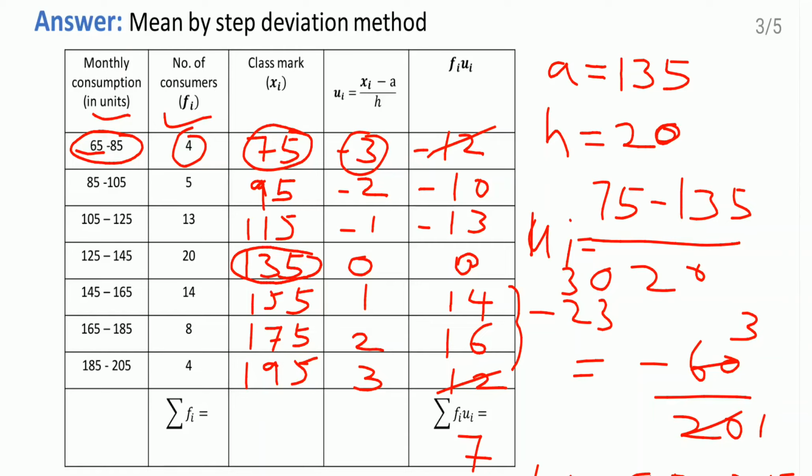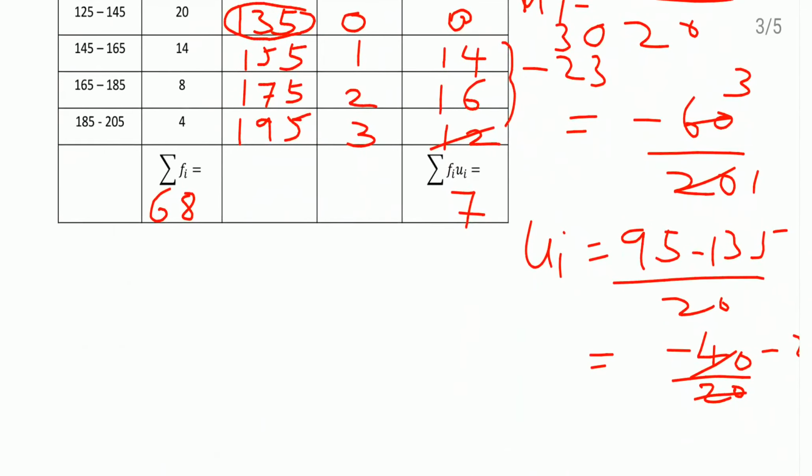Correct? Now you see how many consumers are there? Total number of consumers. In the starting itself they said 68 consumers are there. So the sum of all these numbers definitely will come as 68. Now we'll use the formula for the mean.